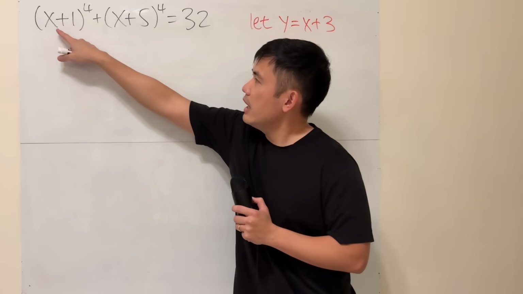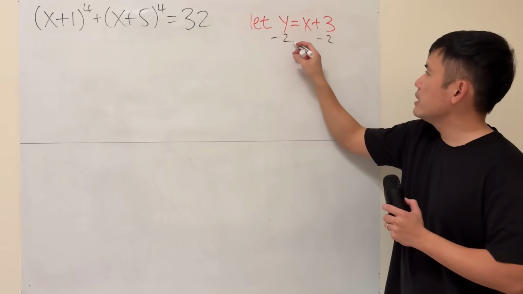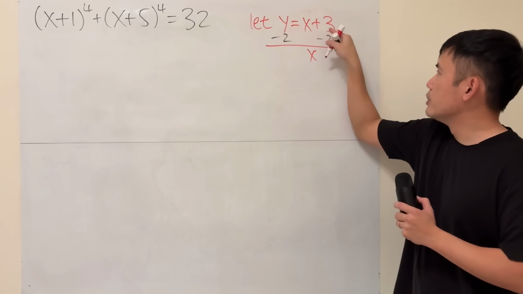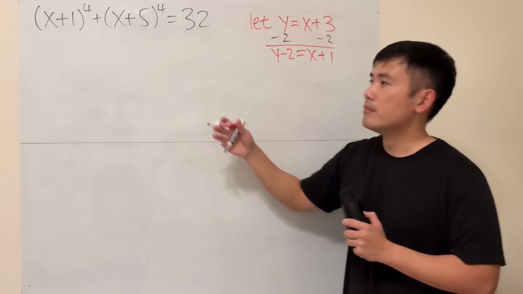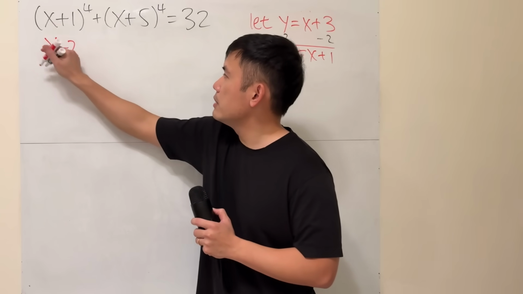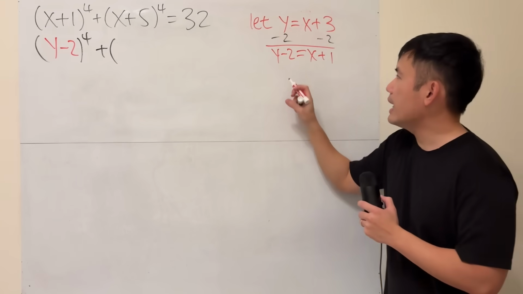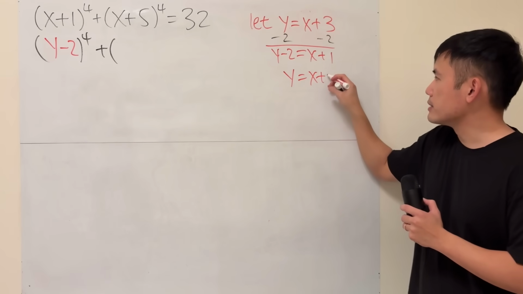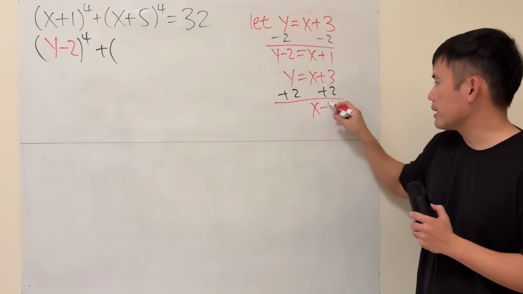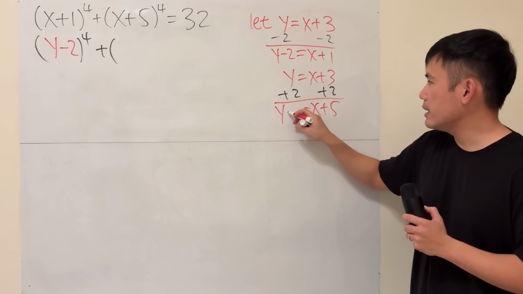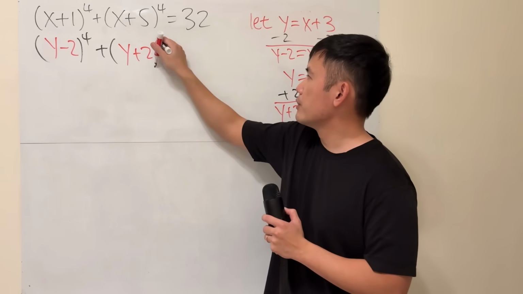Now, if you look at x plus 1, you can subtract 2 from both sides, and that's how we get x plus 3 minus 2, which is x plus 1. That will be the same as y minus 2. Come back here and say y minus 2, and we will still have to raise that to the fourth power. Similarly, y is equal to x plus 3, so I will have to add 2 to both sides. That's how we can get x plus 5 to be y plus 2. So now this is y plus 2 to the fourth power.